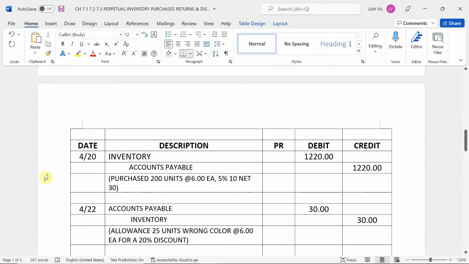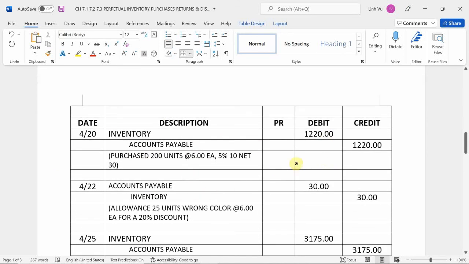Here we are, April 20th. I owed $1,220, but I ended up getting my 20% refund for $30. So in this case, how much do I owe? $1,190. We owe $1,190. However, let's take a look here.